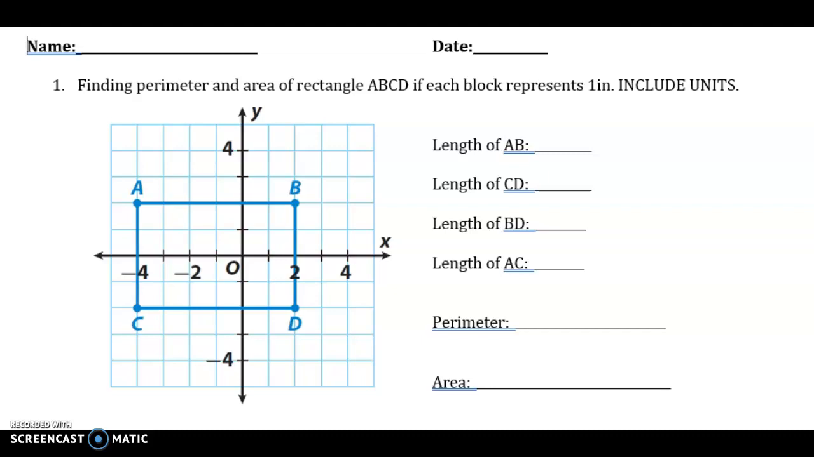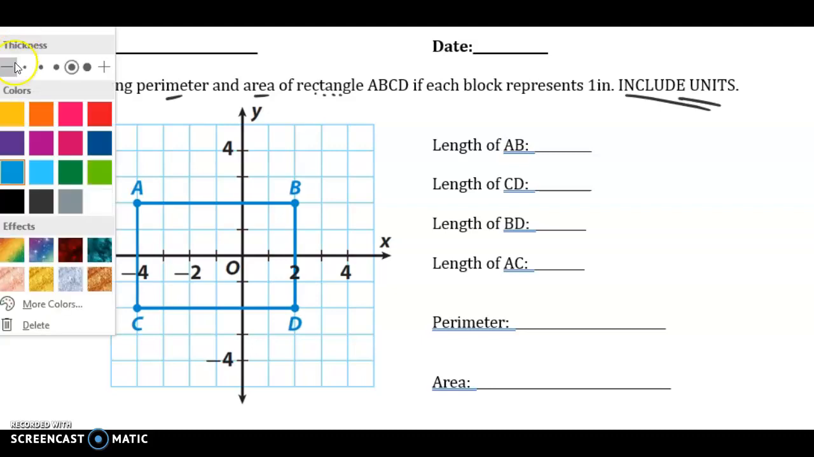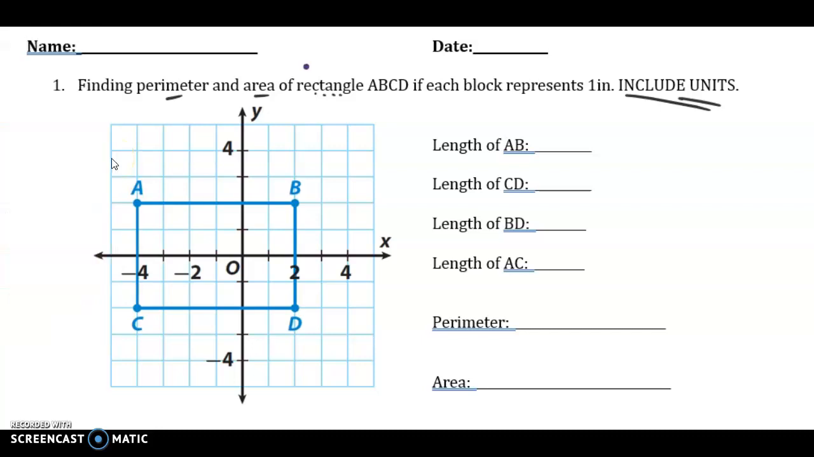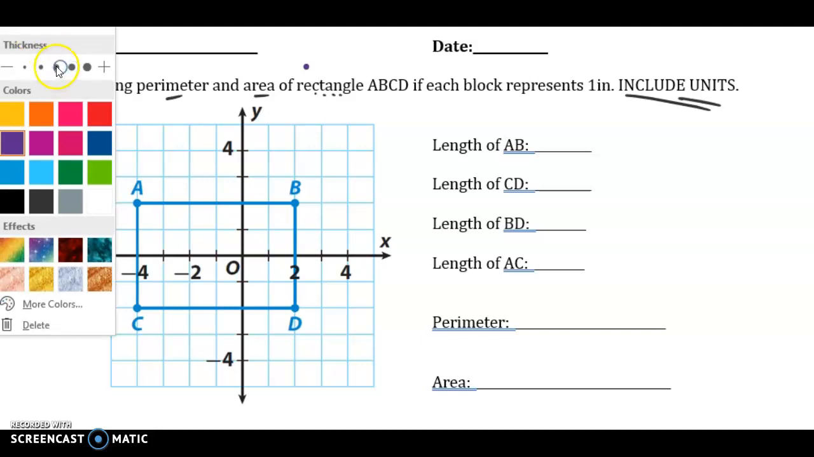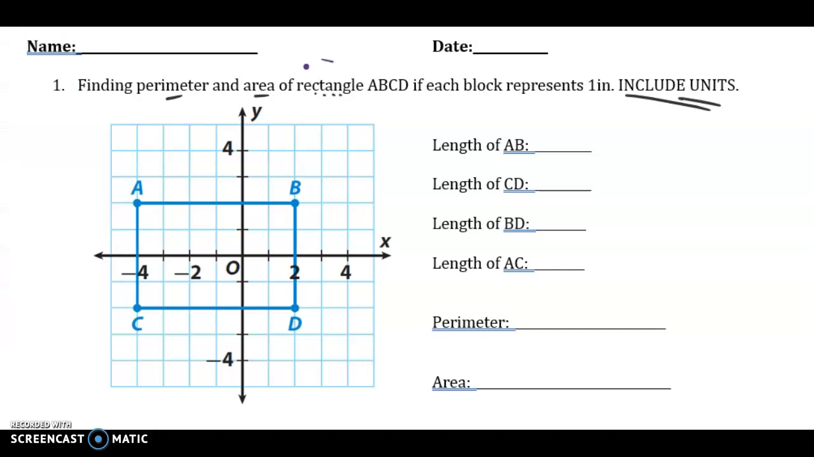So here we are, finding perimeter and then area of a rectangle if each block represents 1 inch, including units. Well, there we go. All right, so let's change this up. Let's go with a little more heartier blue. Might be a little too aggressive. All right, a little better. All right, here we go.